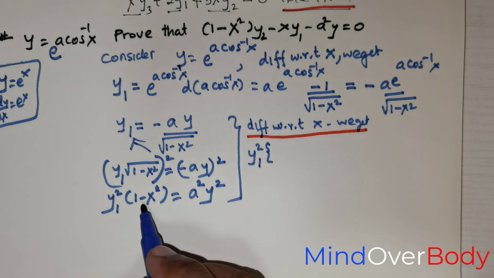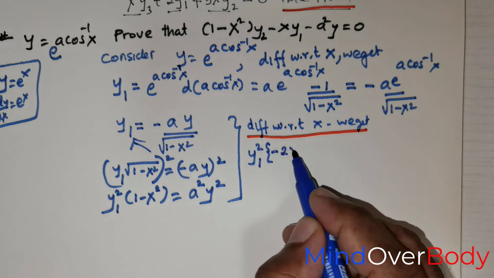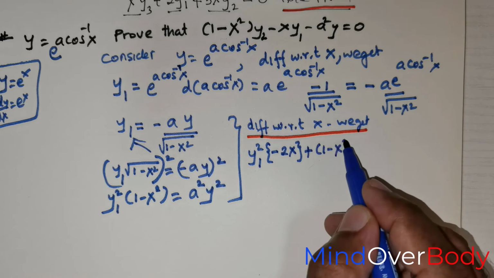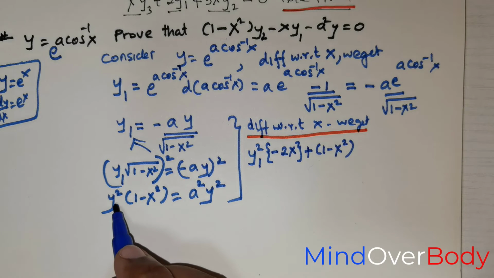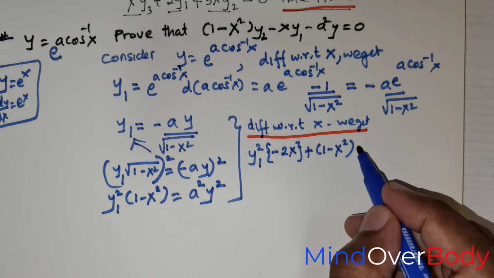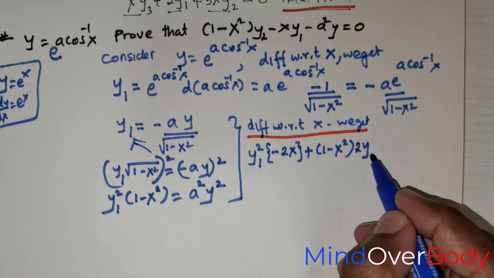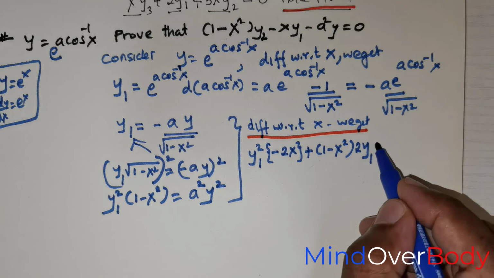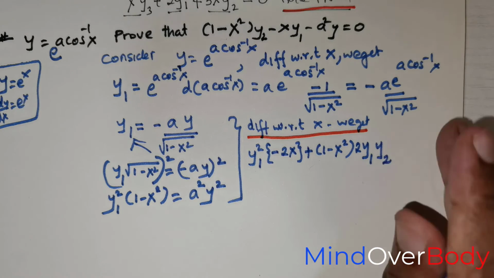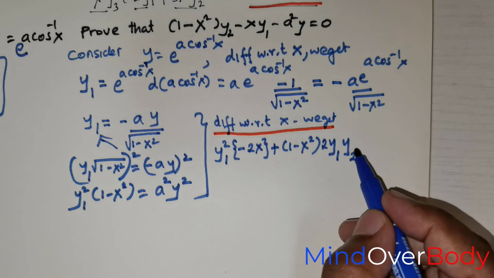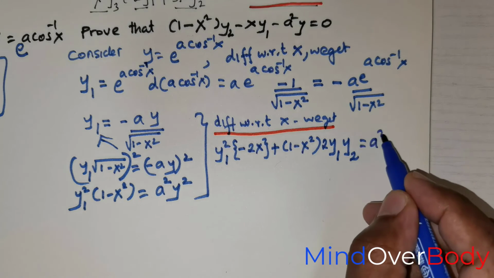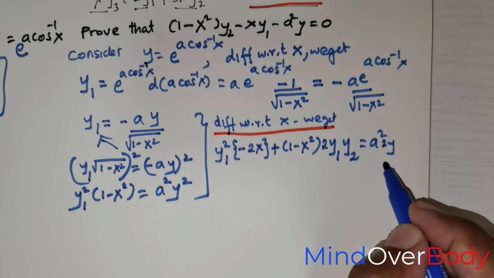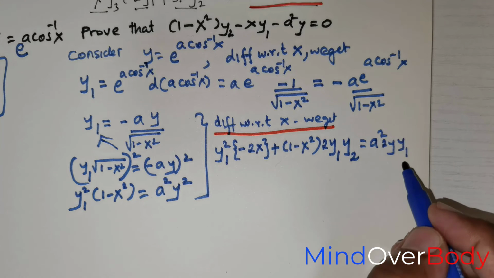Differentiation of x squared with a negative sign would give me negative 2 times x, followed by a positive sign, 1 negative x squared times differentiation of y1 squared. So that's going to be 2 times y1, and then that has to be followed with the differentiation of y1, and that would give me y2. And on the right hand side, a squared is a constant, so we have to differentiate y squared. So that's going to be 2 times y times differentiation of y, that's going to be y1.